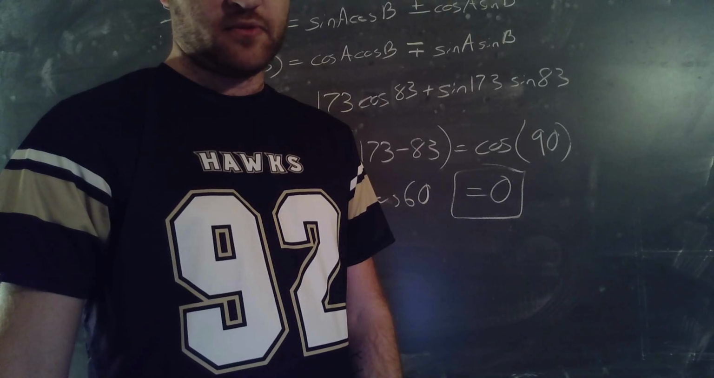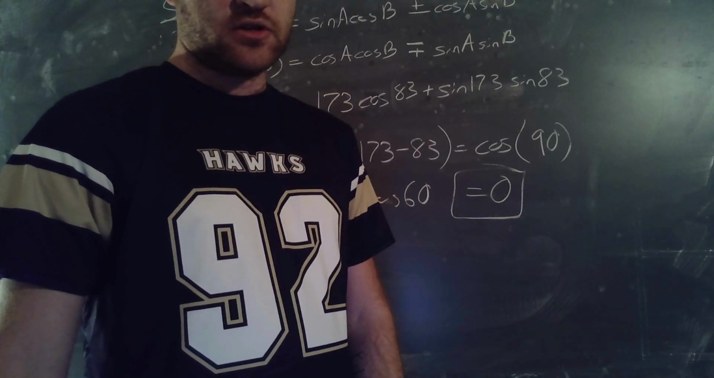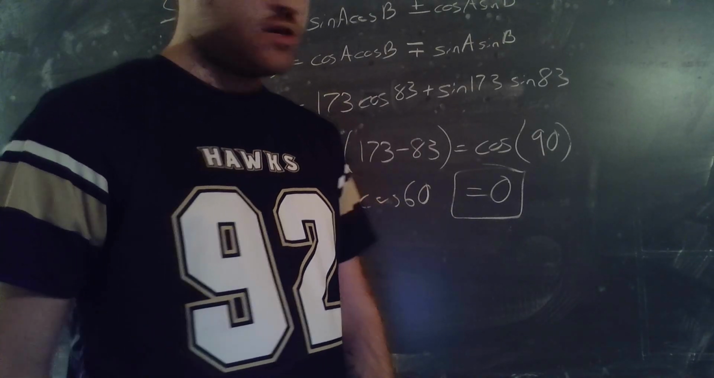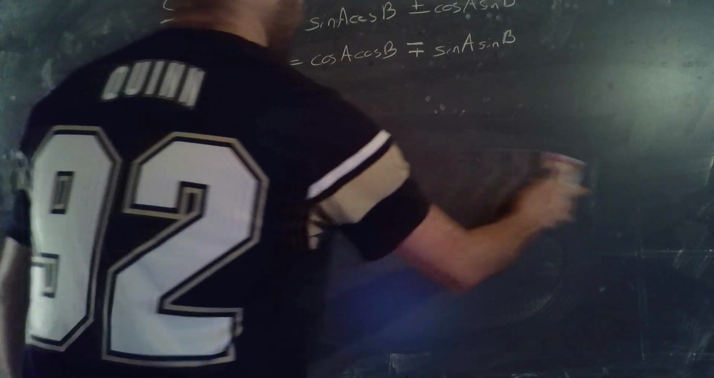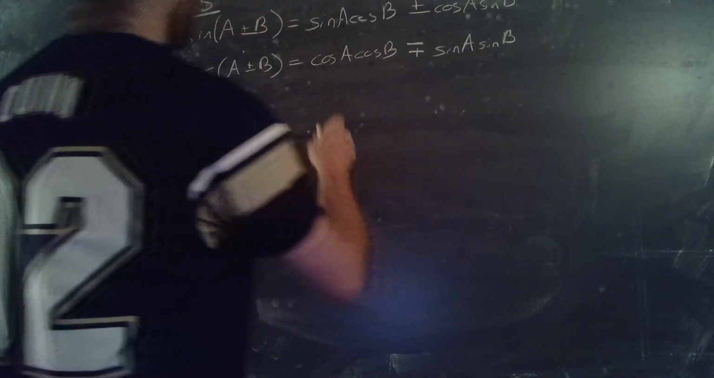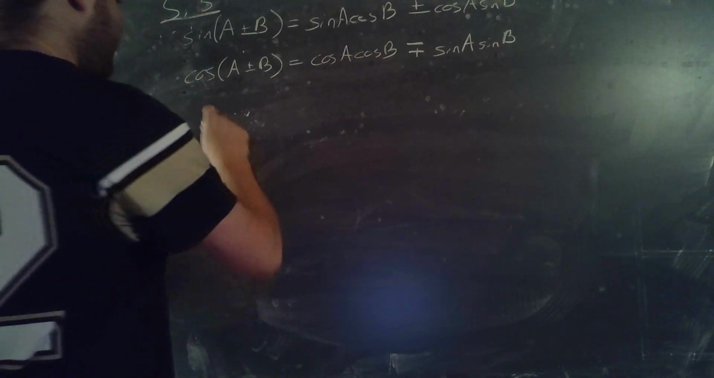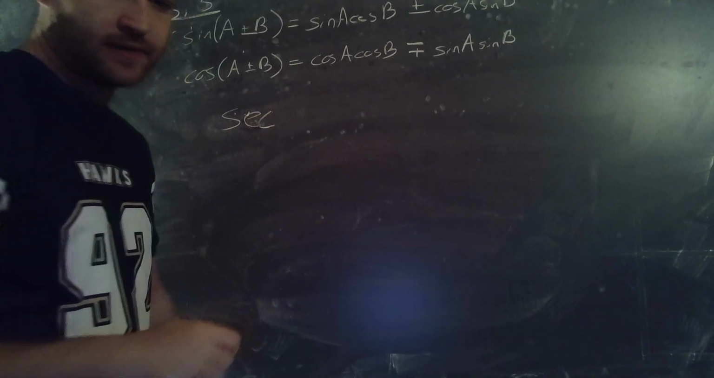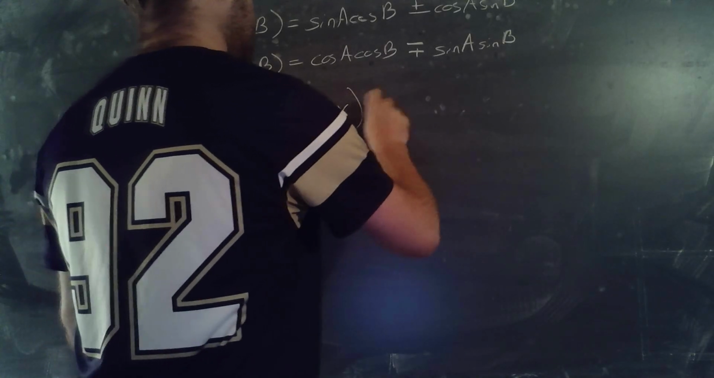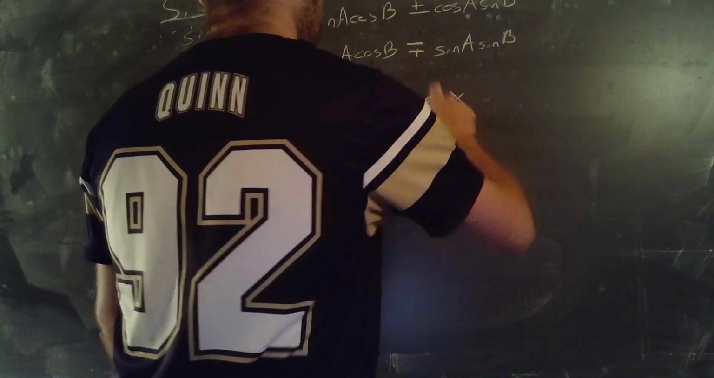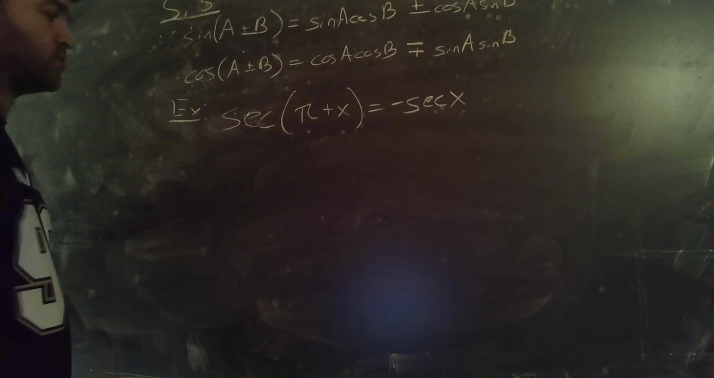And we've actually seen these before, so I'm not going to go very far in depth with this. But the major thing here is that we can use these sum and difference identities and these co-function identities in constructive proofs. Say we have the secant of pi plus x equal to negative secant of x. So let's verify that this identity is true.